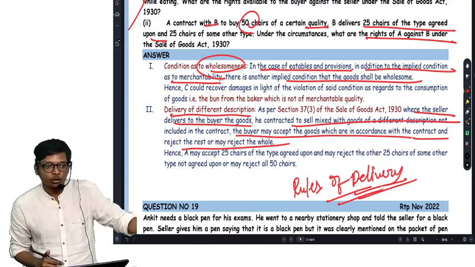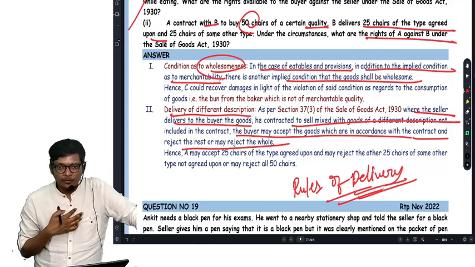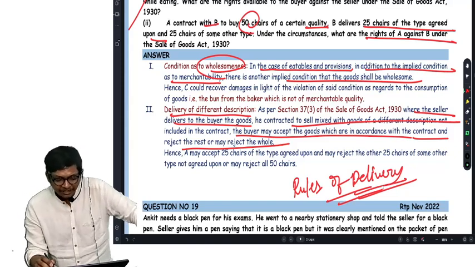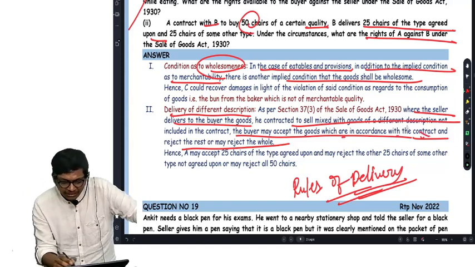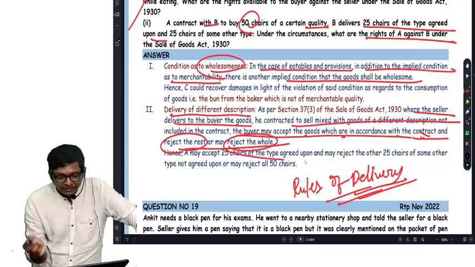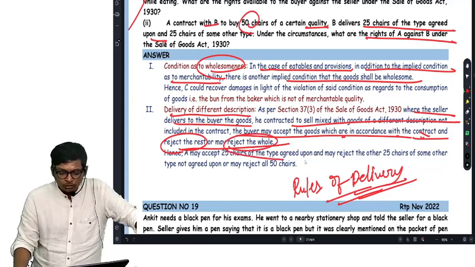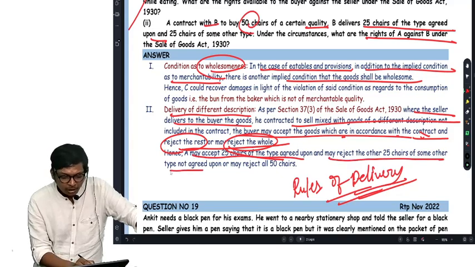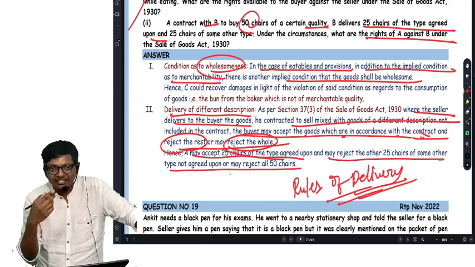In the rules of delivery, the buyer is given the option. The minute the description is not met or the quantity is not met, he may accept the goods in accordance with the contract and reject the rest, or he may reject the whole. He may accept everything also. So he may accept 25 and reject 25, or he may not agree and reject all the 50.